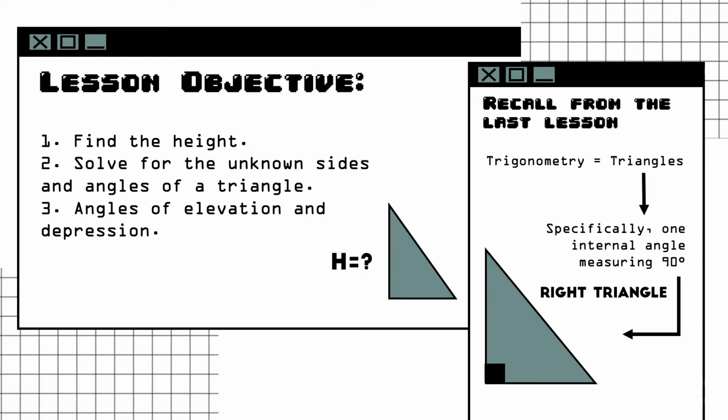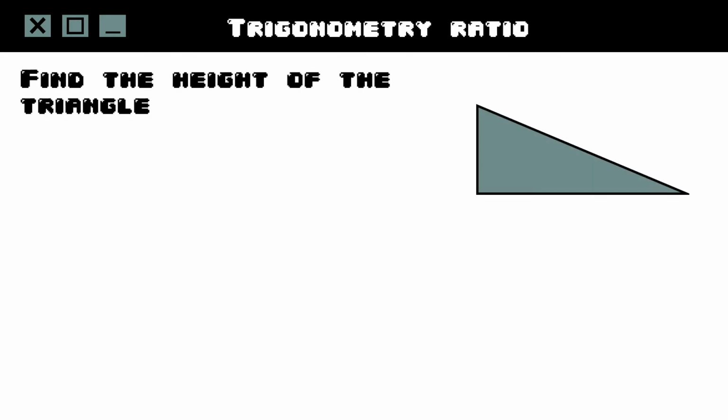First, recall the trigonometric ratios from our previous lesson. They are needed in solving problems involving right triangles. Let's dive into our first example. You are given this figure. In this figure, we need to solve for the height of the triangle.